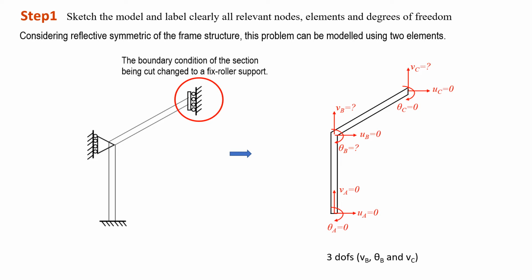So please take note that at the point or the section that we cut, the boundary condition has to change to a fixed roller support. Wherever the problem is, if you are trying to solve the truss problem or the beam problem, if we are dealing with a symmetrical case, and when we want to cut the structure to simplify our calculation, the section that is being cut must change the boundary condition to a fixed roller support. Remember, fixed roller support.